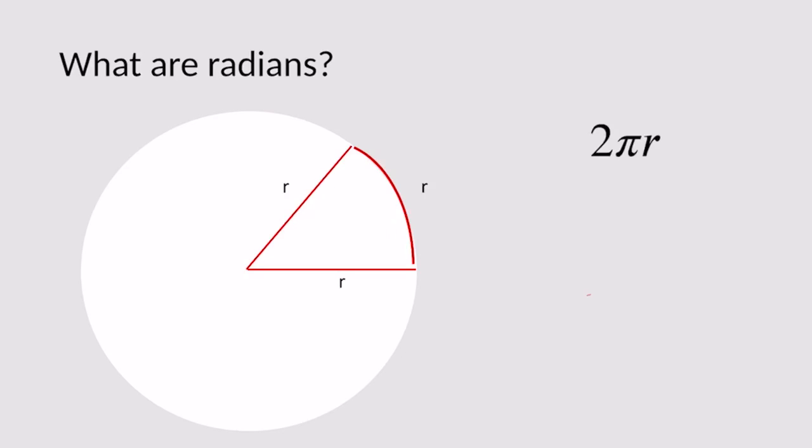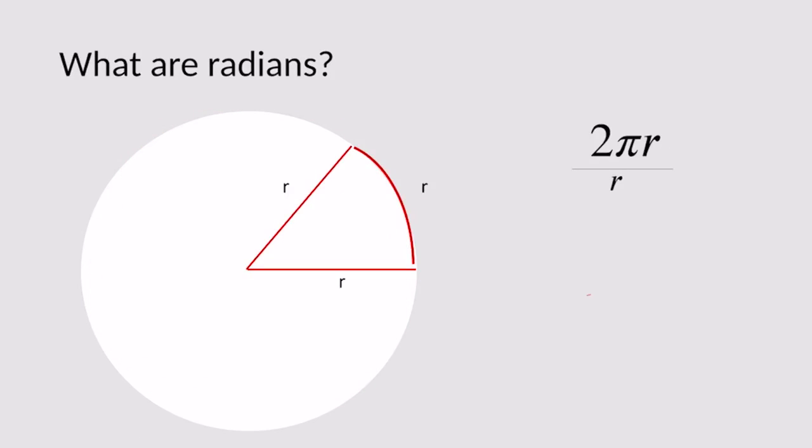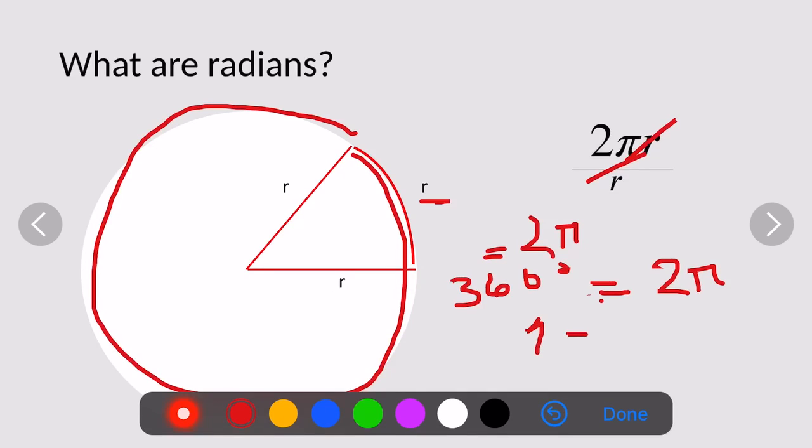Now we all know that the circumference of the circle equals 2 pi r. To find out how many arcs we need, we'll divide by the length of the arc. The length of the arc here is r, so 2 pi r divided by r will give us 2 pi. Now, what does 2 pi mean? 2 pi means that the number of radians in a circle equals 2 pi. A full circle equals 360 degrees, so this means that 360 degrees equals 2 pi radians. From this relationship, we can find out how much 1 degree equals in radians. So 1 degree equals 2 pi over 360, which we can simplify to pi over 180.